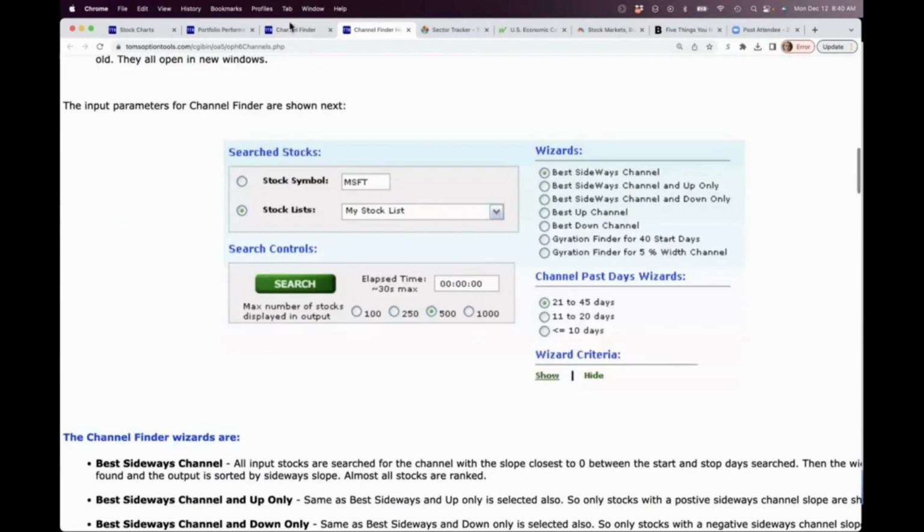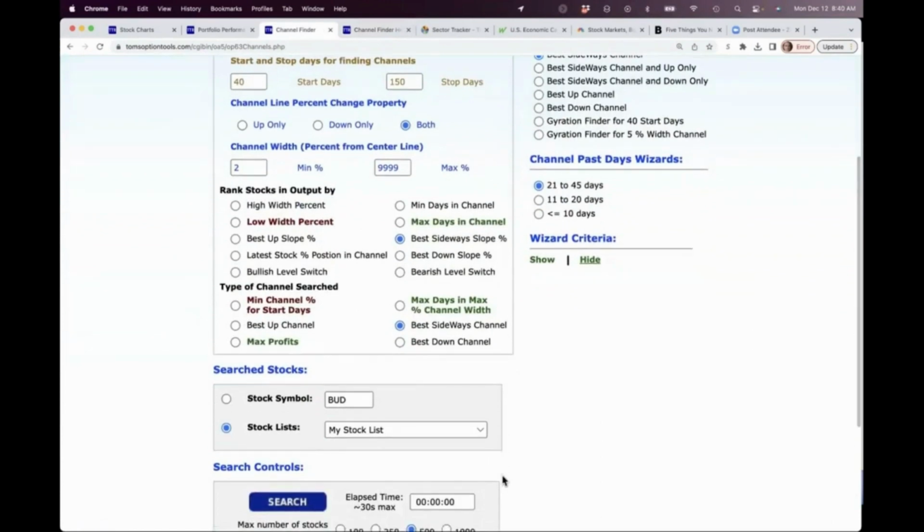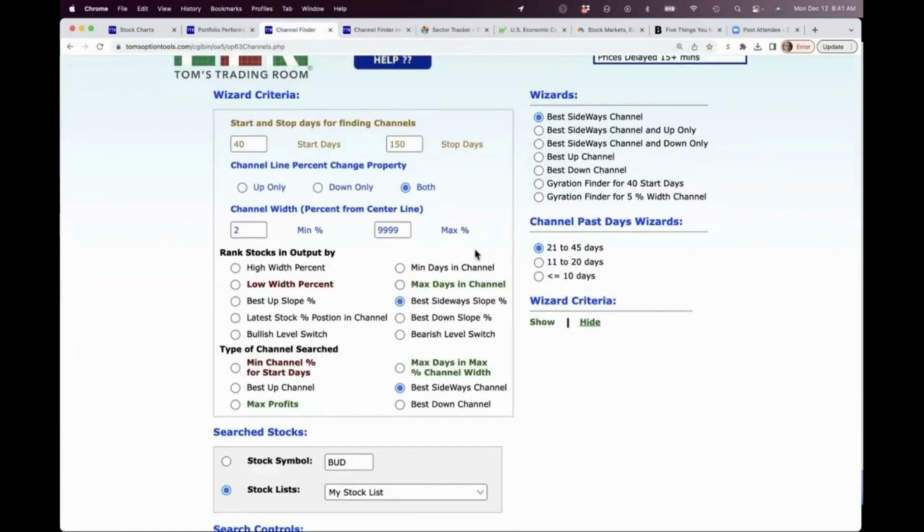But this channel finder does a lot. Hit the show button here and you'll see. If you want to dig in, unfortunately we have wizards, so we don't have to worry about all of these. But you can change the start days, the stop days, the direction, the channel width, percent from center line. Now notice it's 999 here, and that's too wide. I'm going to make it 5. That's a trick I learned by playing with the scanner for a handful of hours on Sunday to prep for this. So we have a 5% max channel. Don't worry about the rest of it.